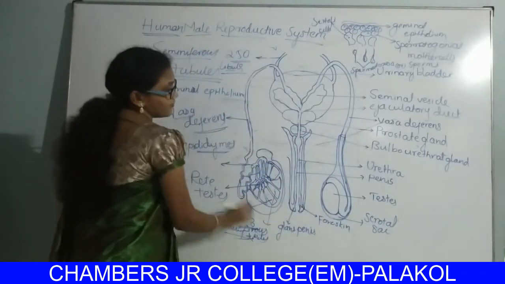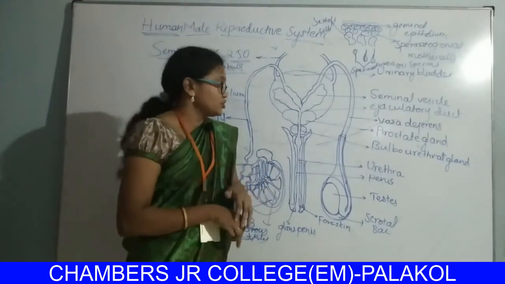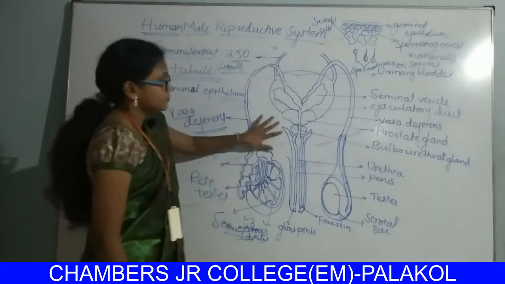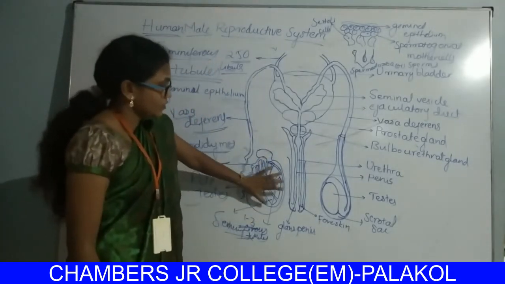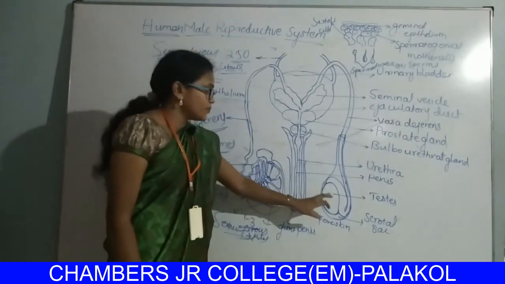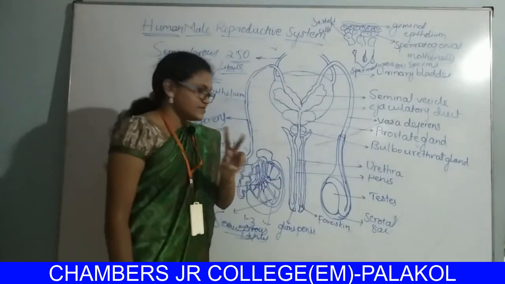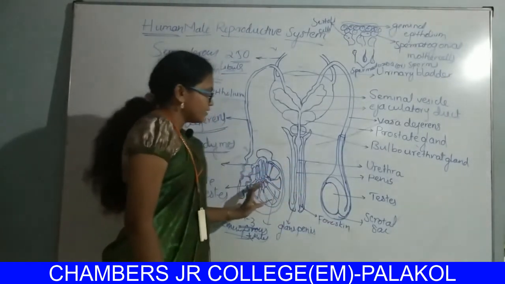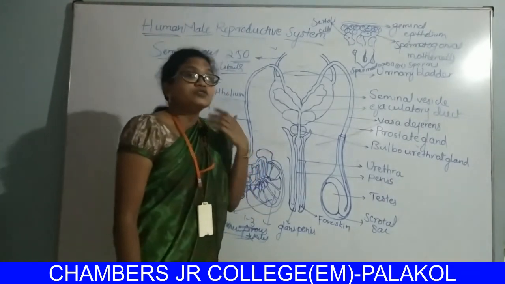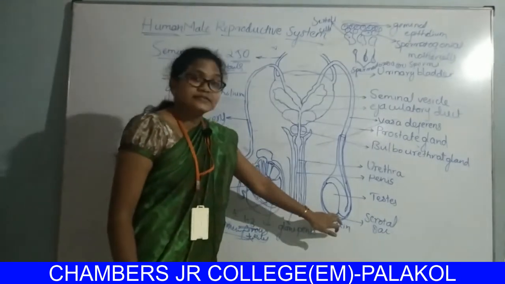So totally this is about the human male reproductive system. Once again I'll explain. There are two testes present on the outer side. They are located suspended outside the abdominal cavity in a pouch called the scrotal sac.